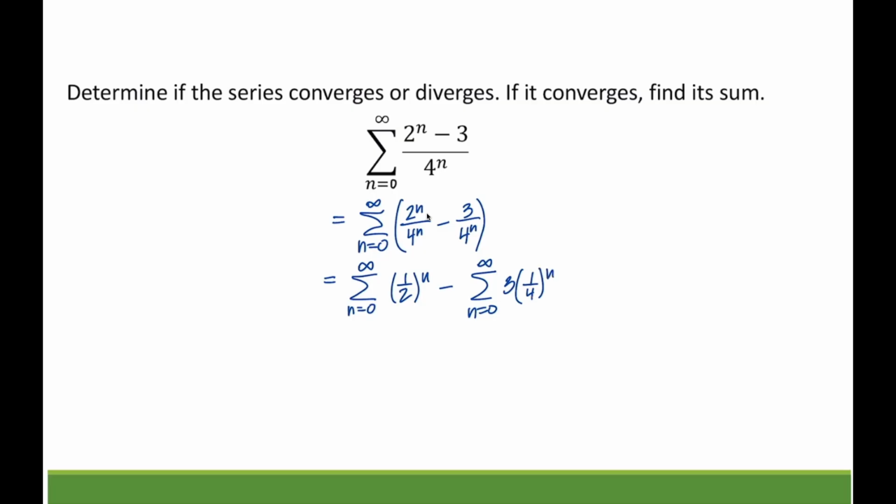n equals 0 to infinity of 3 times 1/4 to the n. So I'm rewriting this so that we can see that these are both geometric, and we would need both of them to converge in order to say the original series converges. Let's look at each one separately now.